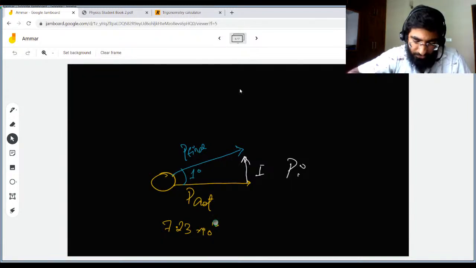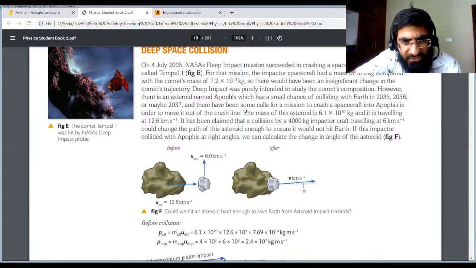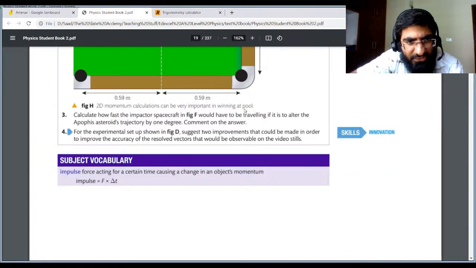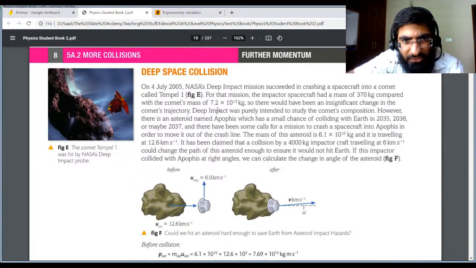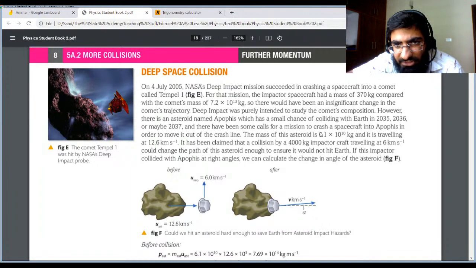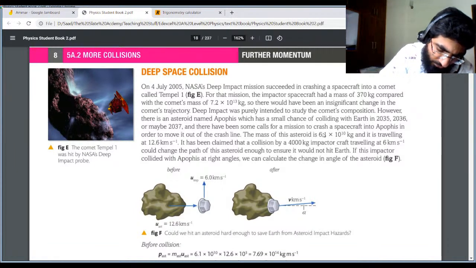The velocity of this thing is how much? Is it already given? Which one do we have to alter? The impactor. Apophis. Which one is the mass of Apophis? There are a few masses given over here. The mass of this one is 6.1 into 10 raised to the power 10.